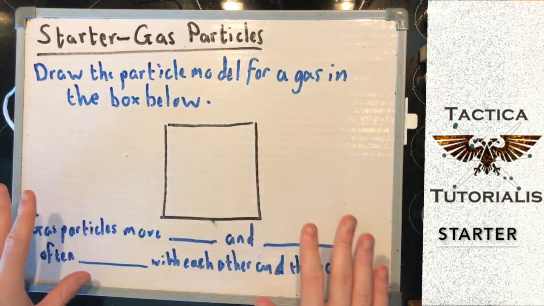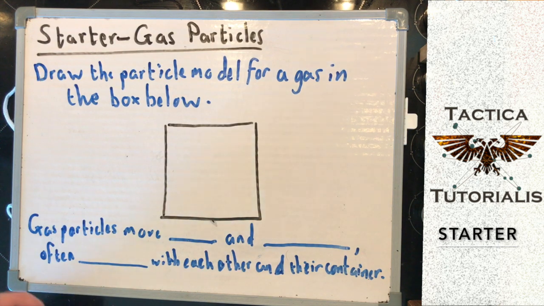When you've done that, there is a sentence for you to complete. Gas particles move something and something, often something, with each other and their container. So fill in those 3 blanks to describe the motion of gas particles. Once you've done that, in the description will be the solutions video for this. I'm not going to go through it in the main video to keep this moving. So when you're done, check the solutions in the description and then we will move on and talk about pressure.